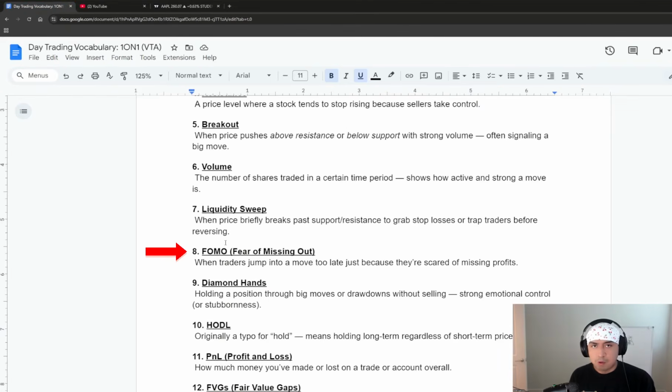Number 8, FOMO, fear of missing out. This is what happens in the beginning, and it's totally normal, all right? Because we all want to make money. We all want to get into some trades, maybe because we're bored, maybe because we feel like we need to be in a trade. But no, FOMO is the fear of missing out when you just want to jump into every single setup, every single trade.